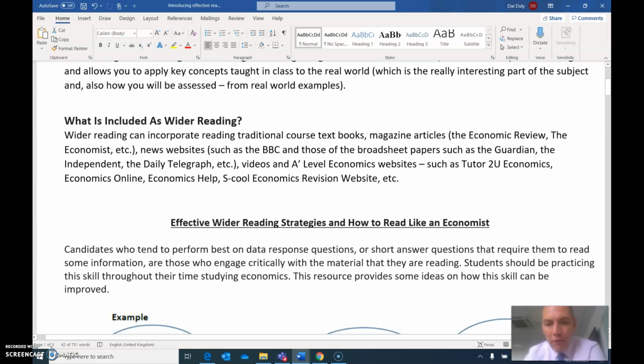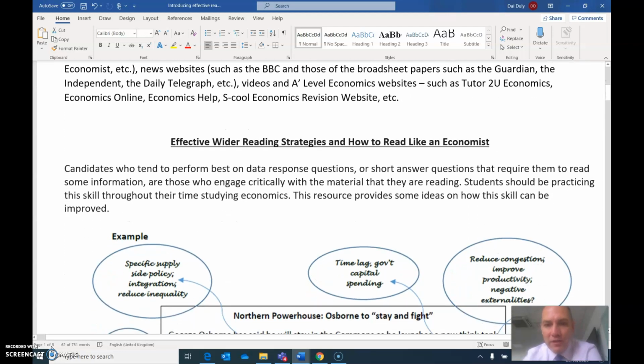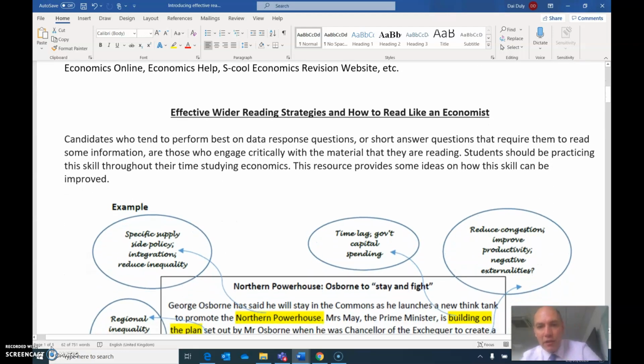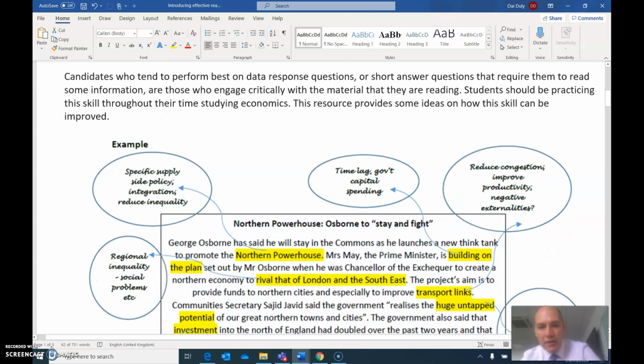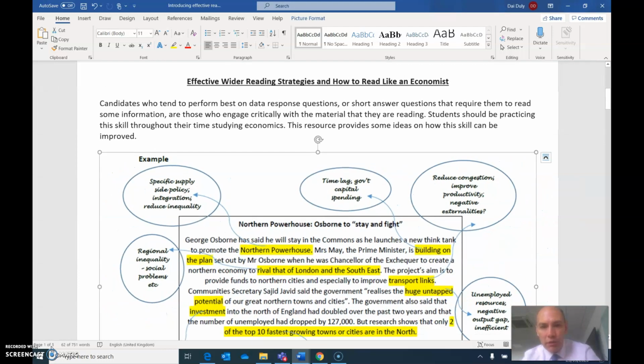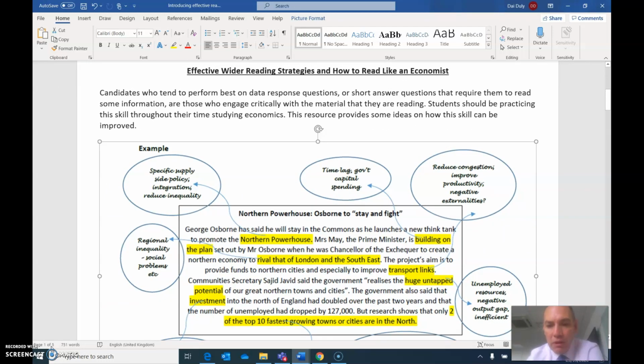So in terms of effective wider reading strategies and how to read like an economist, what I want you guys starting to learn to do is to read like an economist. One of the things that you will all have to do is data response questions within your unit 2. The whole paper is data response, and you have to critically engage. It's like a big case study.